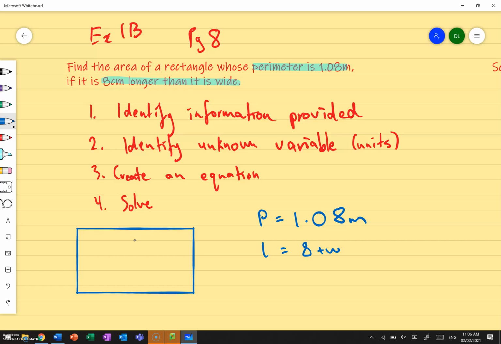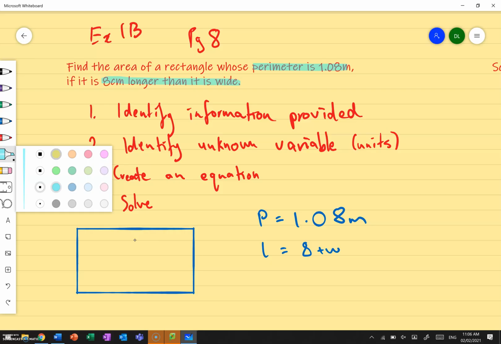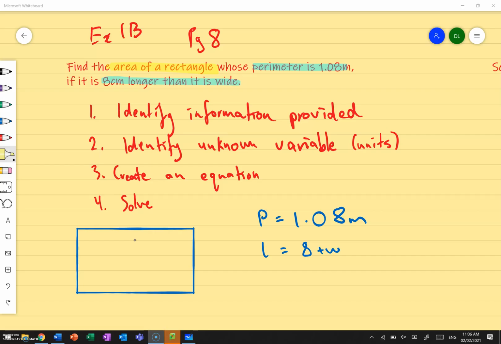Is there any more information that's been provided? Any other information? So that's step 2, awesome. Identify the unknown variable. In this case, we're going to be identifying the area of the rectangle, and that's going to be coming in handy later on. So we've identified the information provided, we've identified the unknown variable, now we need to create an equation.